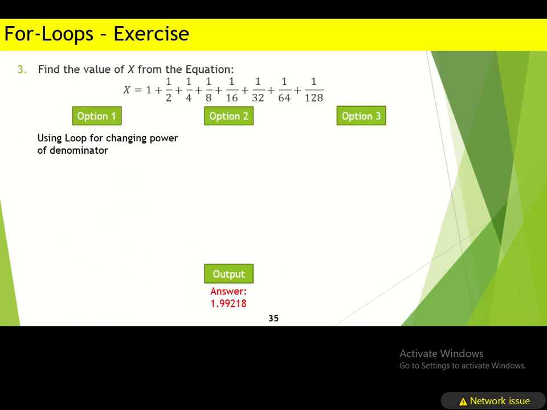Okay. Good example, this one. We can do it in multiple ways. You can use a loop changing the power of the denominator. Okay. So the numerator is the same, right? 1 plus 1 upon something, right? Every time it is 1 upon something. The denominator is what? First time it is 2, next time it is 4, next time it is 8.